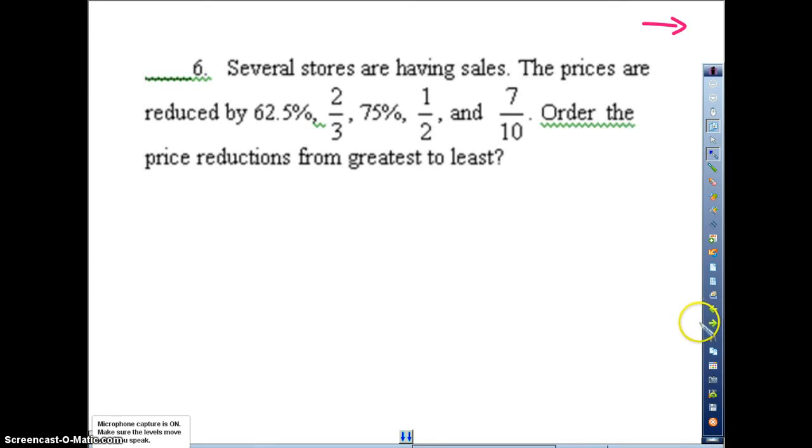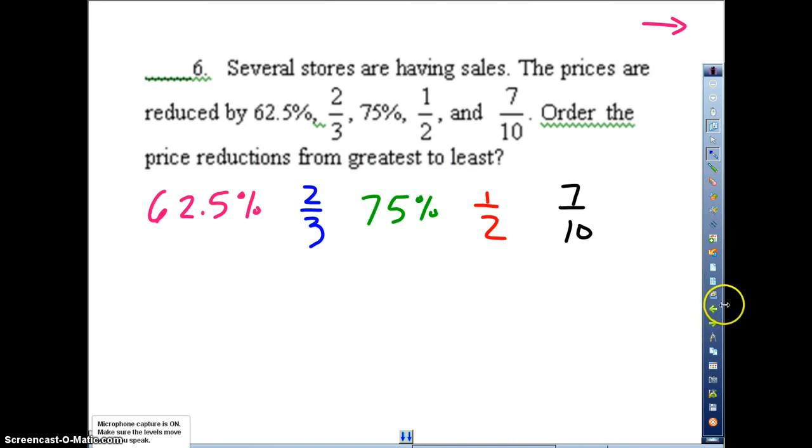Several stores are having sales. The prices are reduced by 62.5%, 2/3, 75%, 1/2, and 7/10. Order the price reductions from greatest to least. Here's all my numbers. They're in percents and fractions. Let's convert them all to the same form. I like decimals. Let's change them all to decimals.